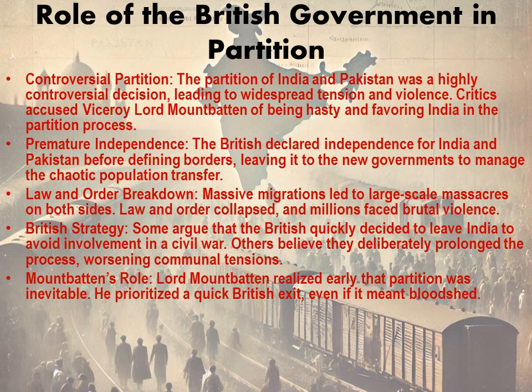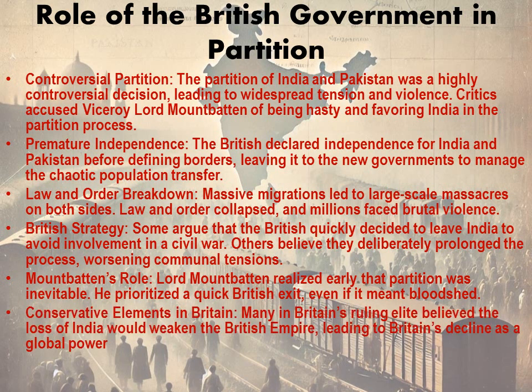Mountbatten's role. Lord Mountbatten realized early that partition was inevitable. He prioritized a quick British exit, even if it meant bloodshed. Conservative elements in Britain. Many in Britain's ruling elite believed loss of India would weaken the British Empire, leading to Britain's decline as a global power. So that was the role of British government in partition.